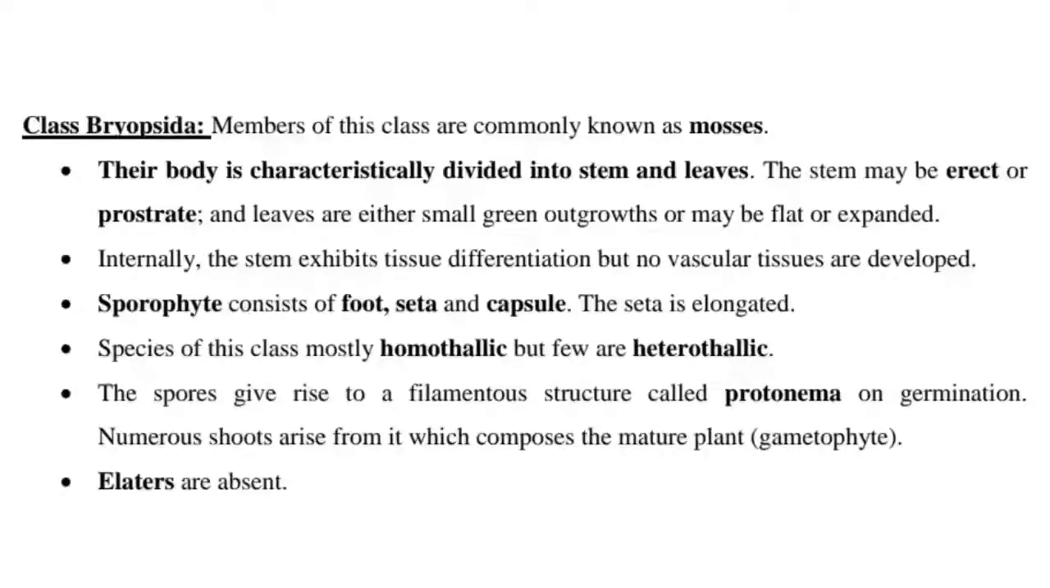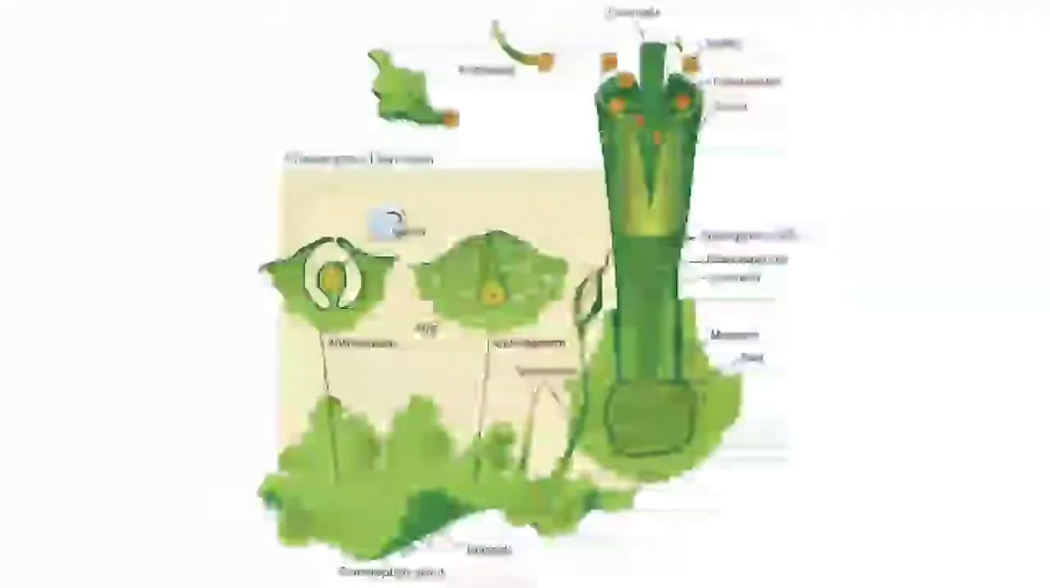The spores give rise to a filamentous structure called protonema on germination. Numerous shoots arise from it which compose the mature plant, the gametophyte. Elaters are absent.